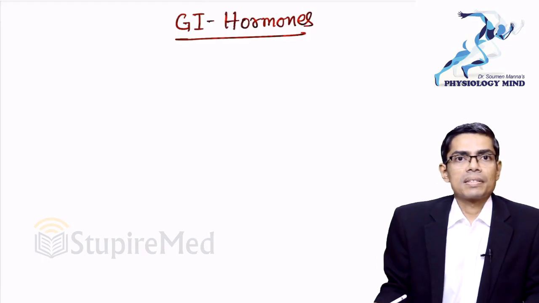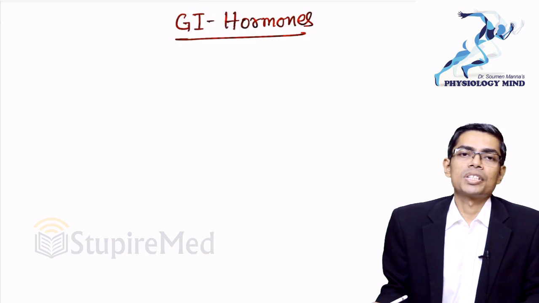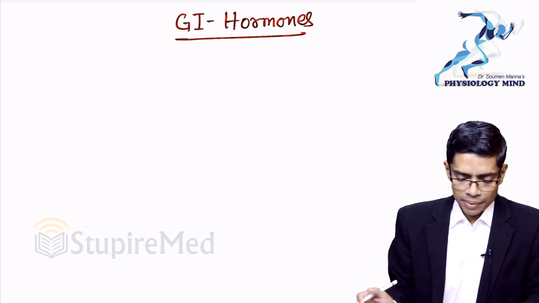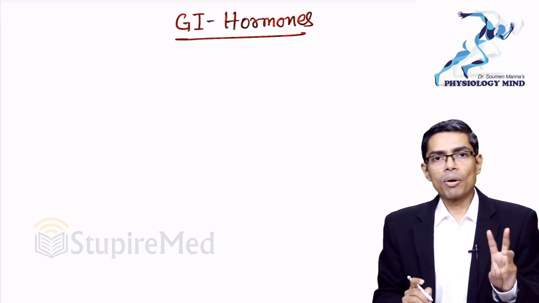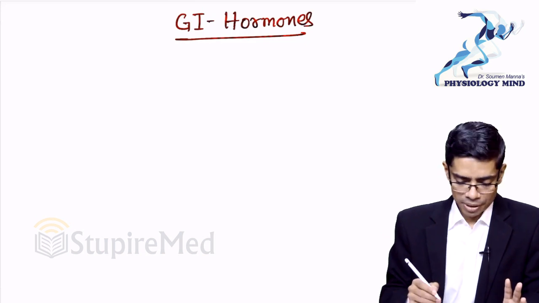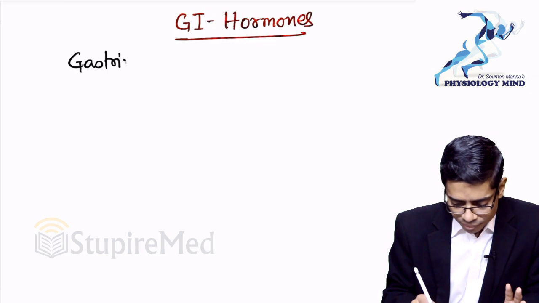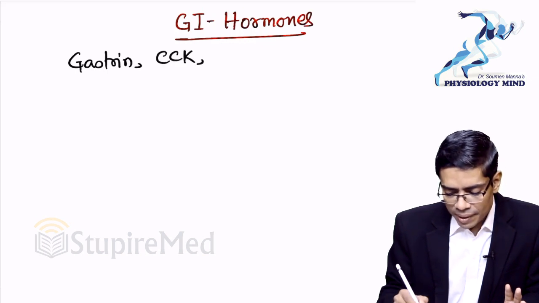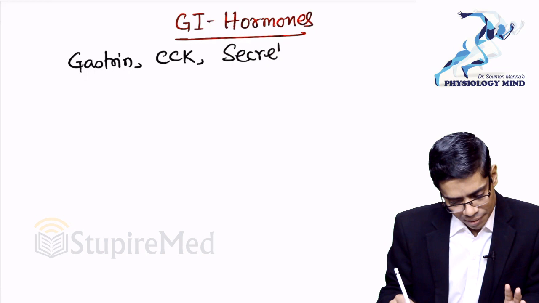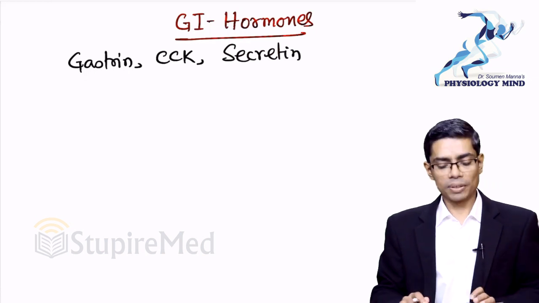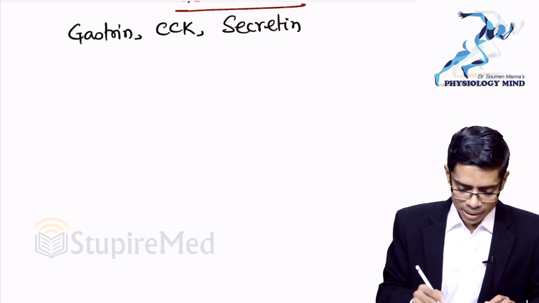Now we are going to discuss certain GI hormones which are important for MCQ, right? So, the main three hormones we have to read in this chapter: one is gastrin, one is CCK, and one is secretin. These three hormones are very important for MCQ. Now start from gastrin.